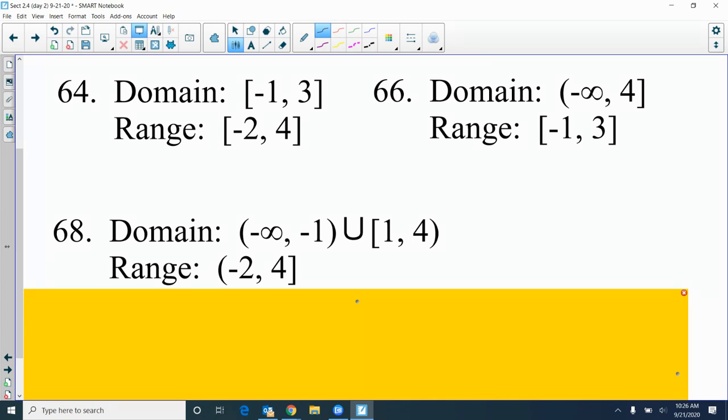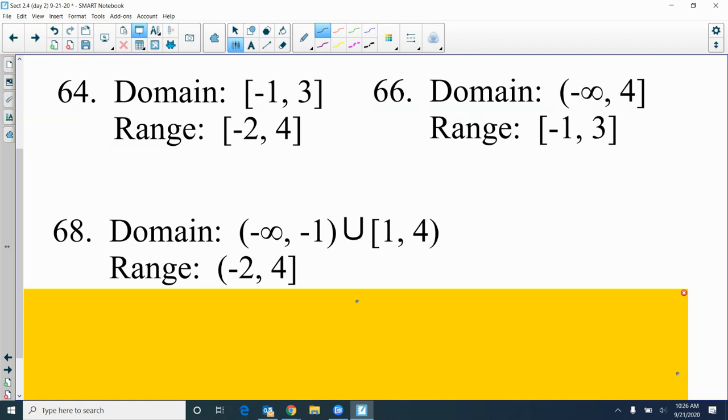-2 to 4. Okay, why don't we need to put that 2 in there? Why not? Because it's included in that interval. Okay. So even though you had a separate piece, you need to simplify that. So you would just put -2 to 4 for your range. You do not need that 2.